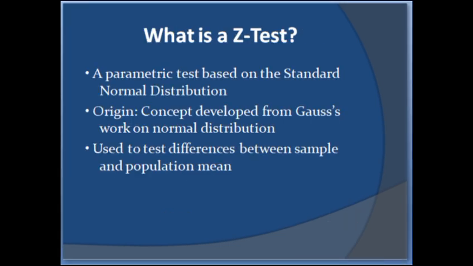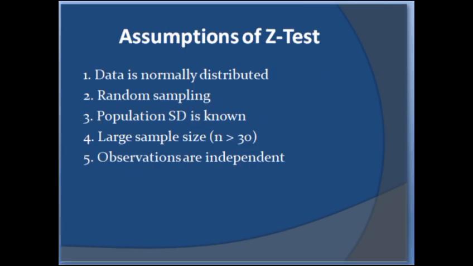What is a Z-test? A Z-test is a parametric test based on the standard normal distribution. The idea originated from Gauss's work on the normal distribution. A Z-test basically checks whether the sample you collected is significantly different from the population. It is used mostly for large sample sizes, where the sample size is greater than 30 and when the population standard deviation is known, we use the Z-test.